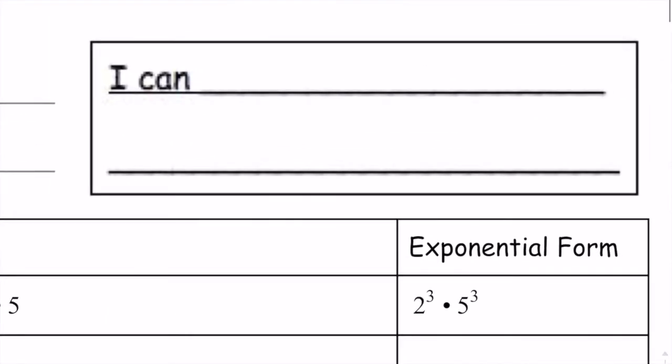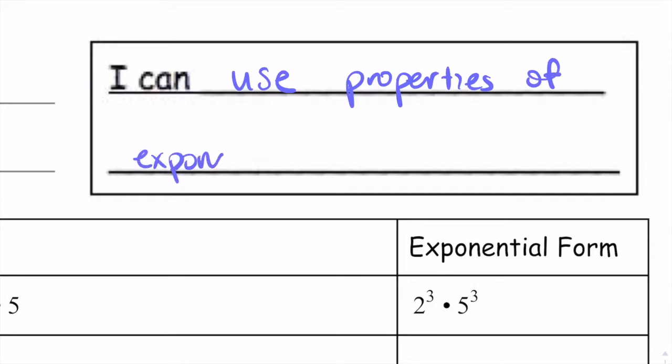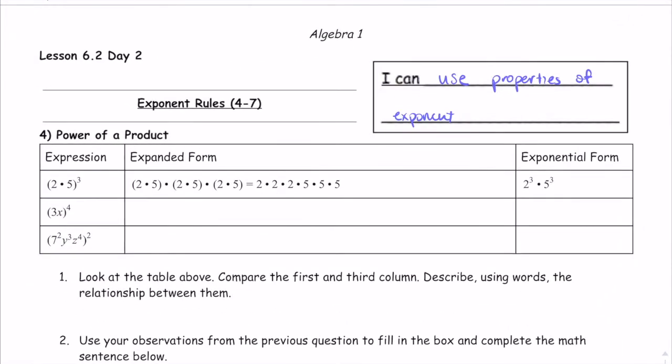So today we're going to continue on using properties of exponents. Yesterday we talked about the product property, the power property, and the quotient property. Today we're going to talk about four. The first one is called the power of a product property.